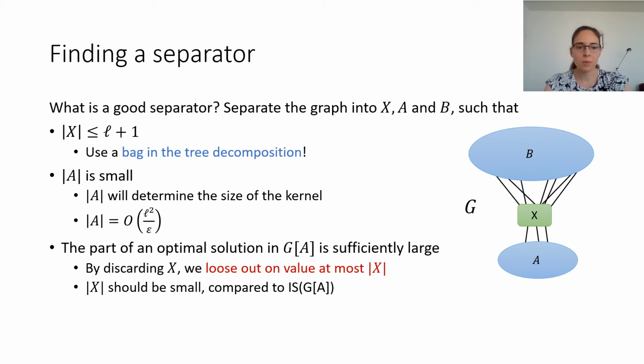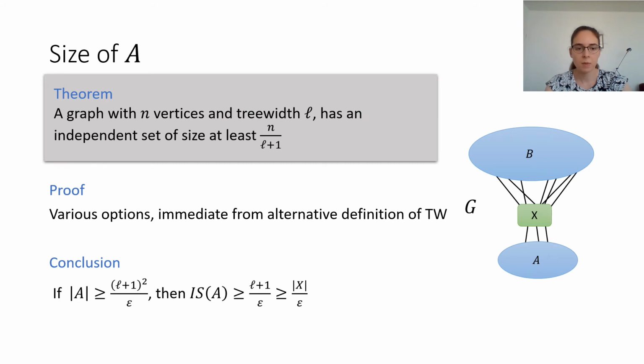While we want A to be small, we also want A to be sufficiently large compared to the size of X, such that we can bound how much we lose compared to how large the optimal solution will be. So how can we do this? There's a well-known theorem that says that if your graph has n vertices and treewidth at most L, then it has an independent set of size at least n over L plus 1.